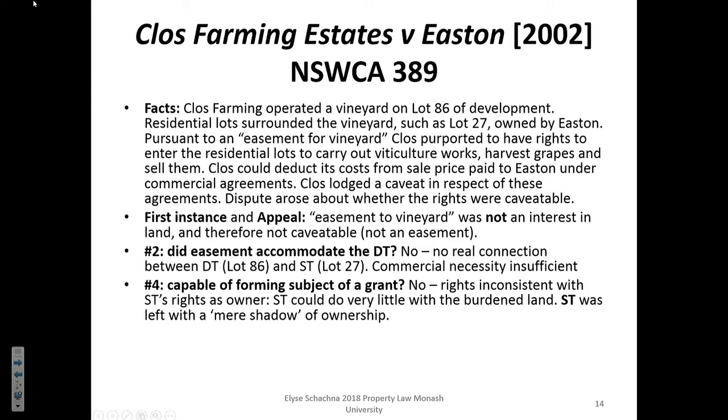So you can see here that I've summarised the facts on this slide. Closs Farming operated a vineyard on Lot 86 of the development. We know the residential lots surround the vineyard. We know that both at first instance and appeal, no easement was found. We need to look at elements 2 and 4 when we're looking at this case, because 1 and 3 were not an issue. And by looking at the judgments of both first instance and appeal, the court was not willing to accept that a valid easement was created on the facts.